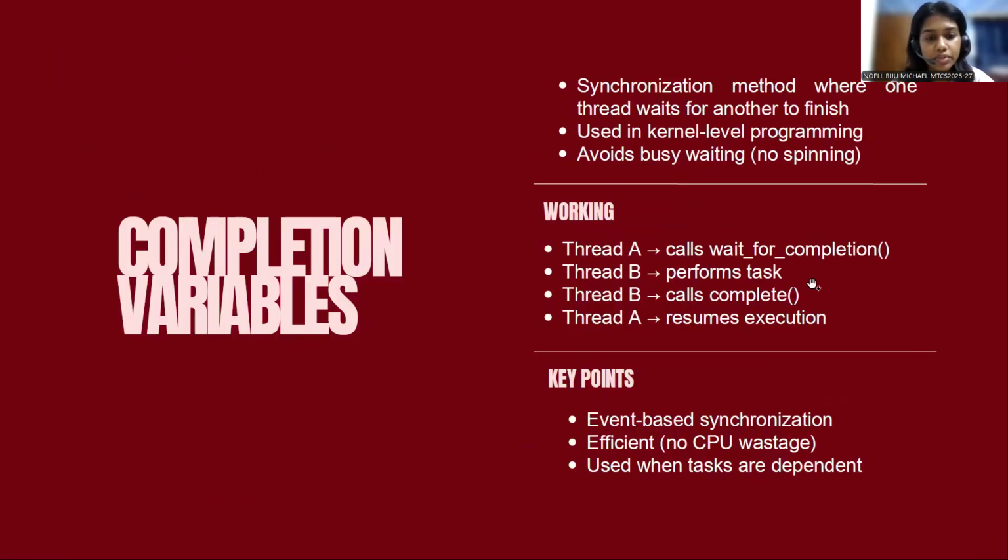Next is completion variables. Completion variables are used when one thread needs to wait for another thread to complete its particular task. It is used in kernel level programming and it avoids busy waiting. That is, there is no spinning in this case.